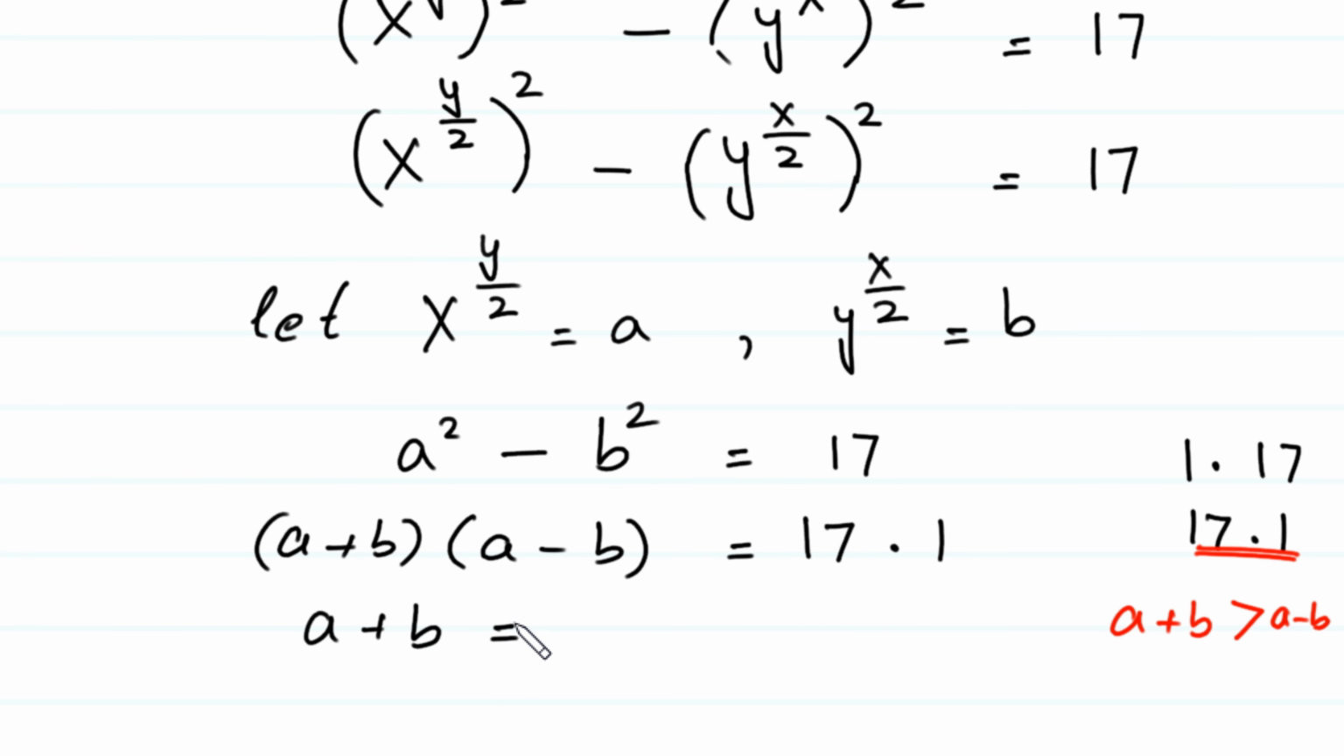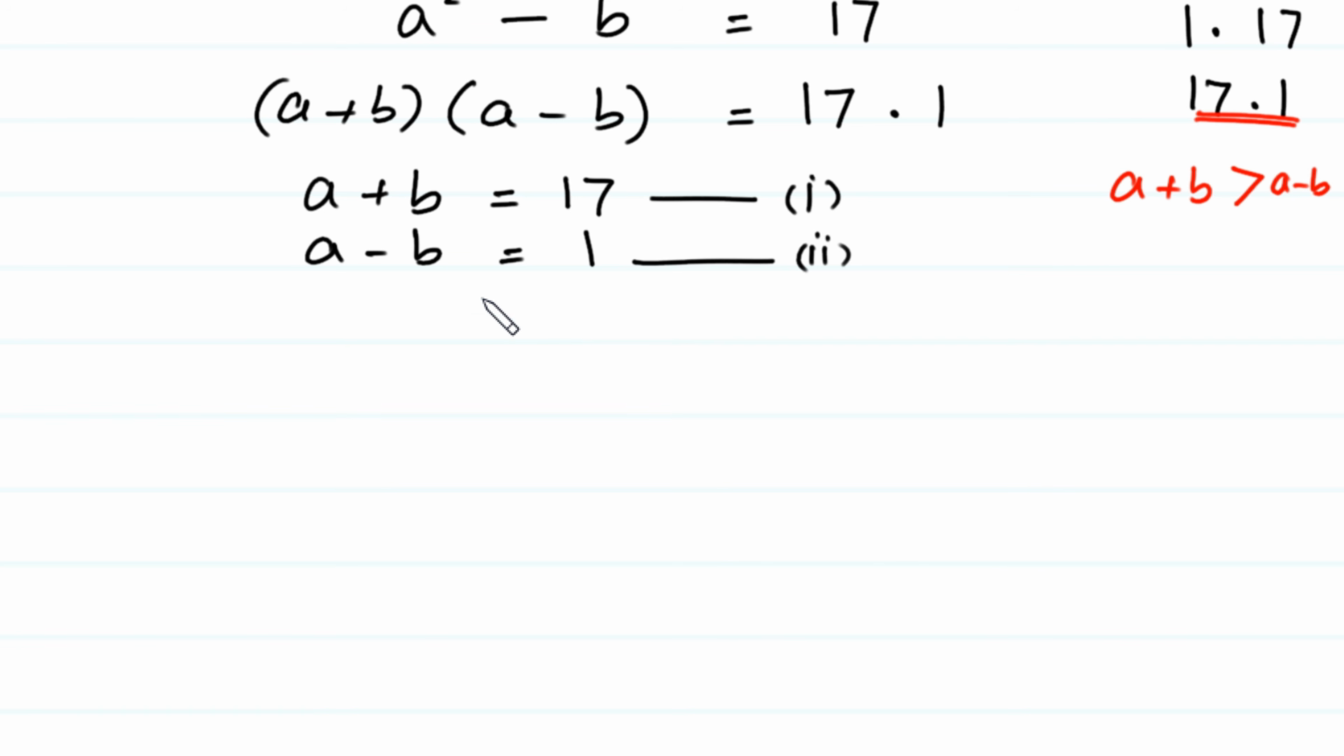We write a plus b is equal to this greater factor 17, because a plus b is greater than a minus b. So we write this greater factor with this a plus b. This is equation 1. Next, we write this a minus b is equal to this smaller factor 1, because a minus b is smaller than a plus b. This is equation 2.